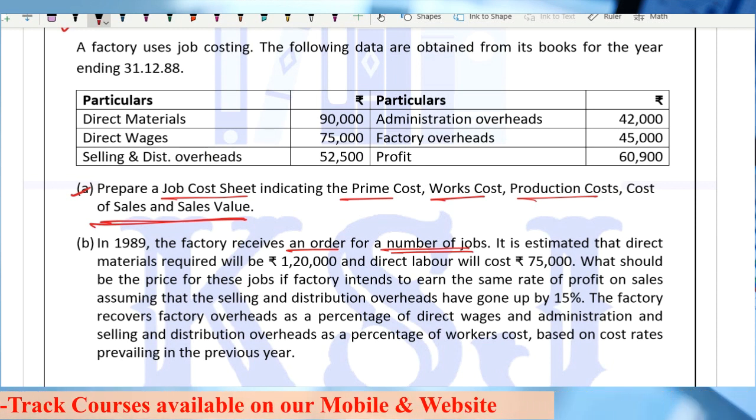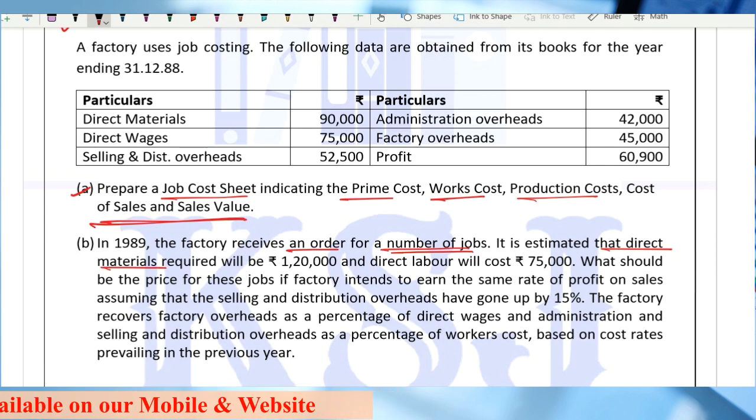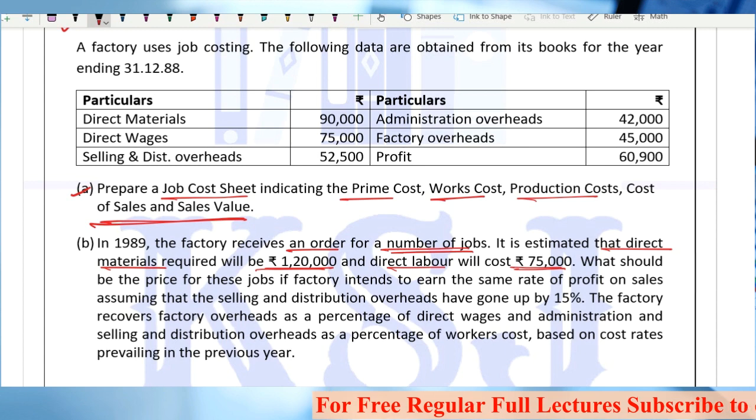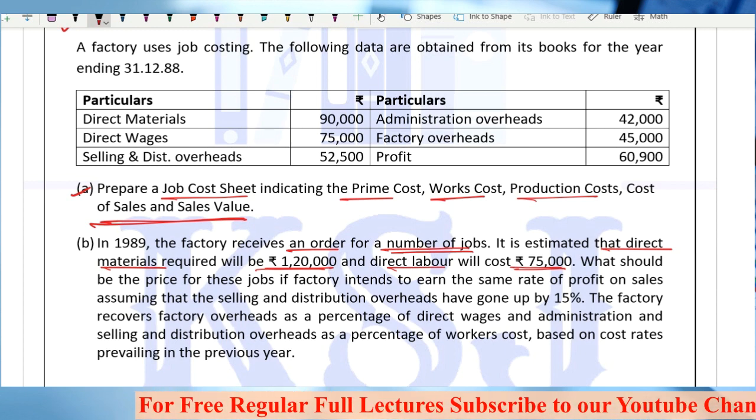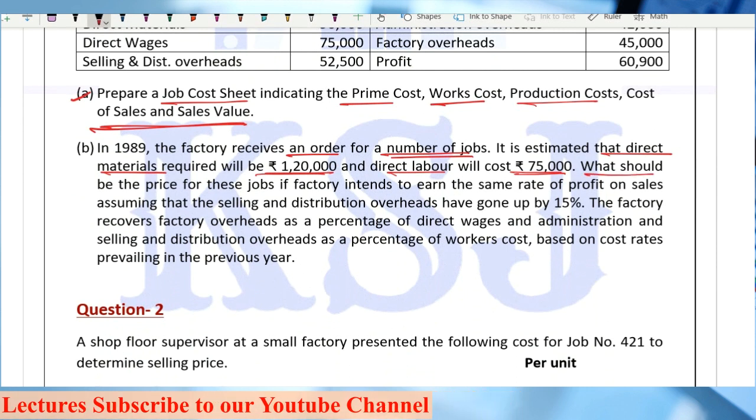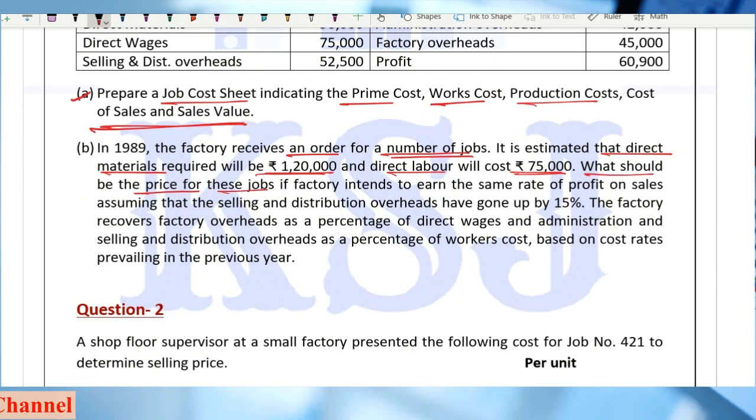It is estimated that the direct material required will be 120,000 for a particular job, right? And the direct labor cost will be 75,000. Any issues? Sir, direct material cost is given to us and the direct labor cost is given to us. Very good. What should be the price for these jobs? Now, what you have to find out is the selling price, right?